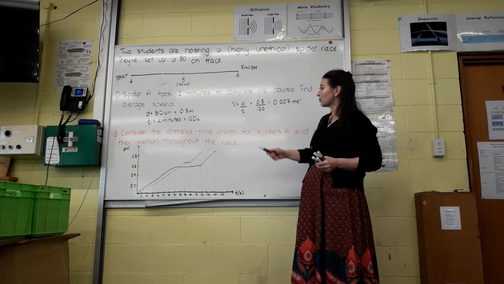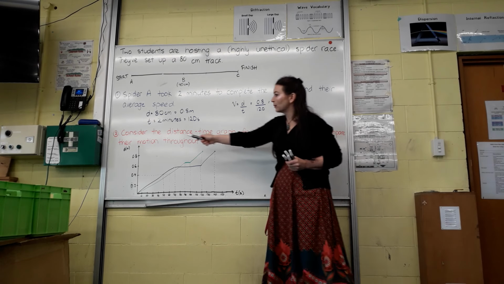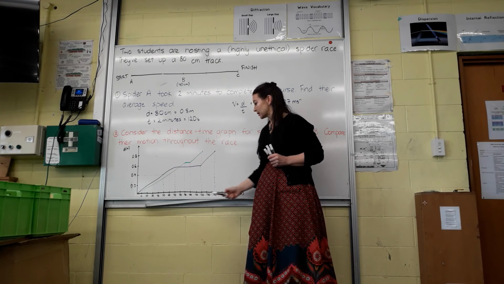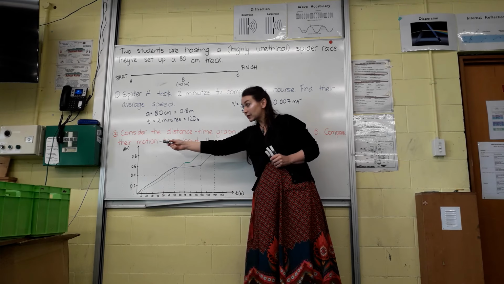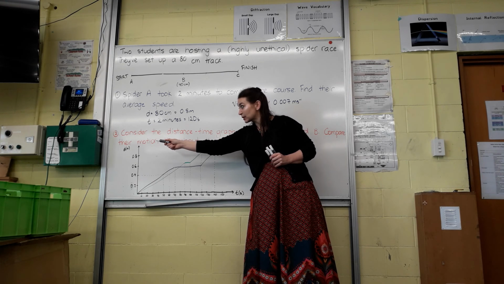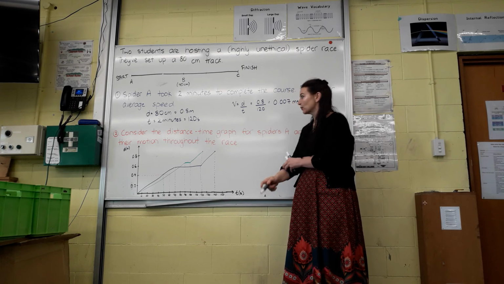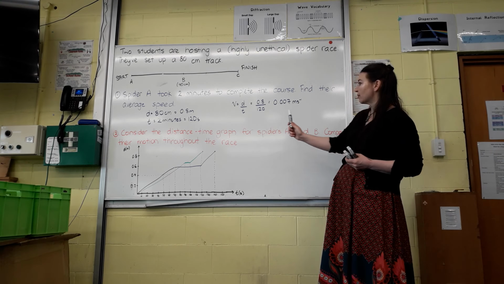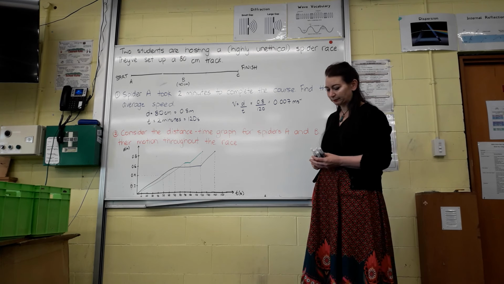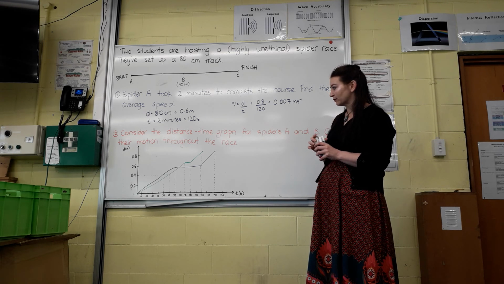So now let's look at this one here, a distance time graph. Remember, distance up the vertical axis, time along the bottom. So you'll see there I put distance and I put metres next to it, and time, seconds next to it. Compare their motion throughout the race. There's a couple of ways of doing this.